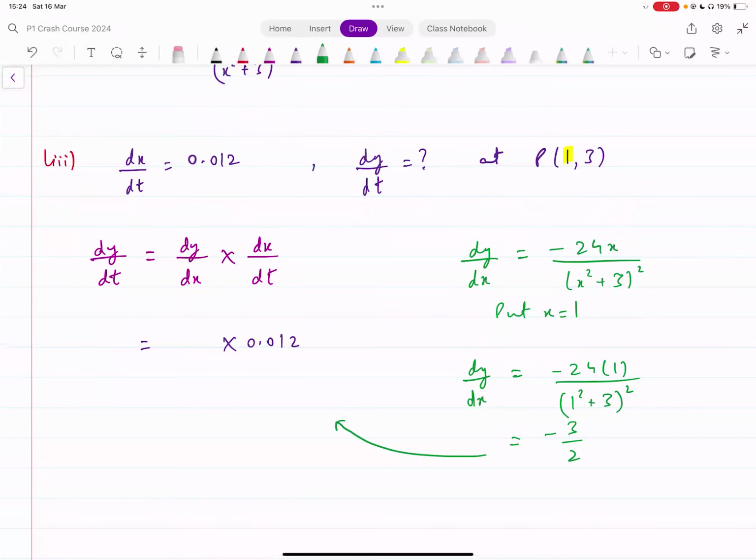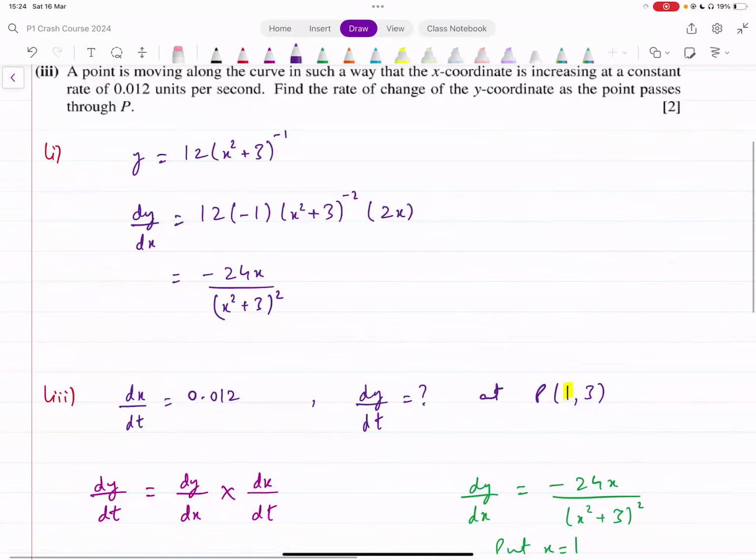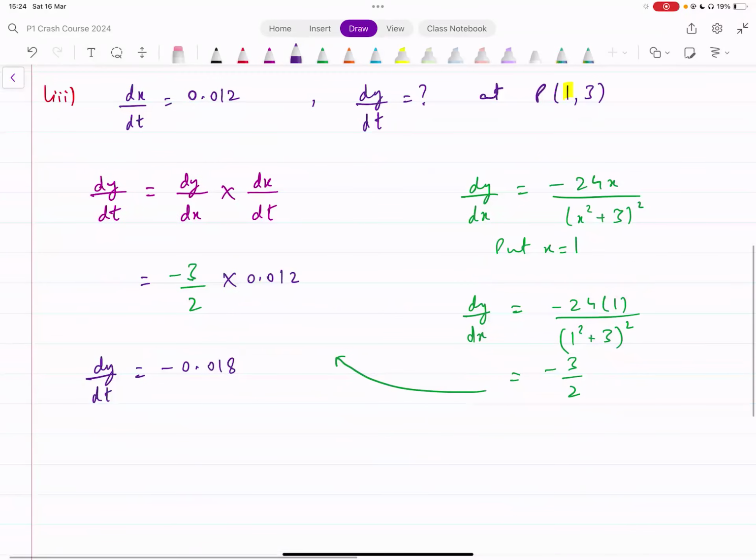You put this value there. In that chain rule, dy over dx is minus 3 over 2. I just evaluate this and see what that turns out to be. Minus 1.5 into 0.012. And that's giving me minus 0.018, that is dy over dt. This is the rate of change of y at that particular point.